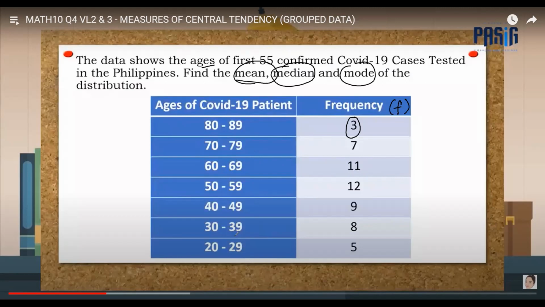Okay? Naiintindihan ba? So aside from this, of course, you have to find the mean, median, mode. And for you to do that, you have to, of course, know what is the total number of frequencies. And we represent that by n. Okay? So what will be our n? N is equal to the sum of the frequencies. That is 3 plus 7 plus 11 plus 12 plus 9 plus 8 plus 5. Ano po yung sum nila? Pag inadd natin silang lahat.